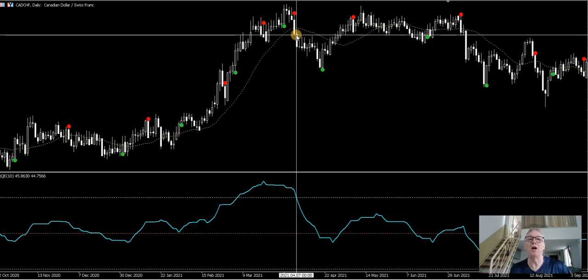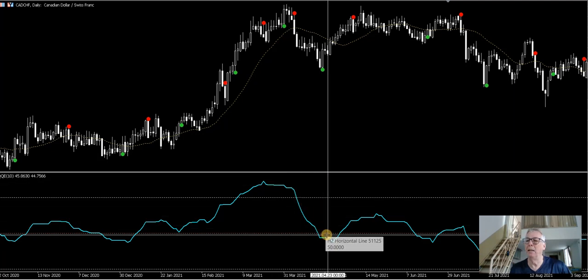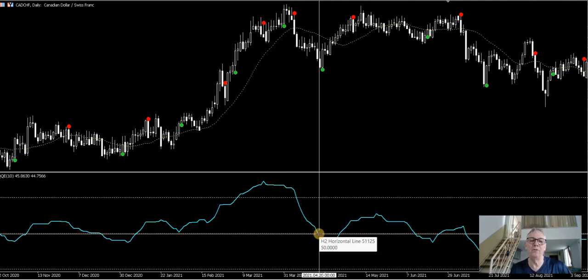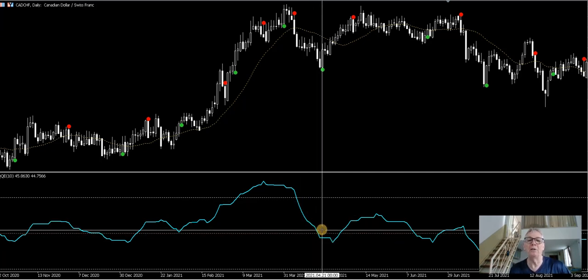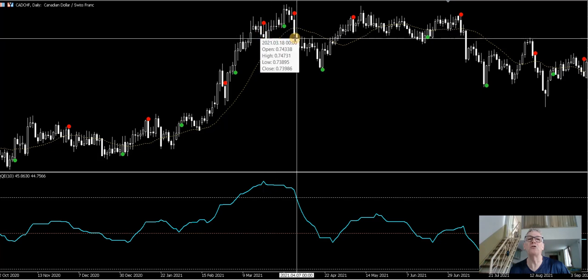I probably don't need it on the chart, because what we're doing here is taking this down to the middle line, the 50 level here. Very similar to the previous one where we took it down to the center band on the Bollinger Band. Here we're taking it down to the center line on the QQE Advanced. As soon as we get down through that or touching that, start looking to close out these trades.